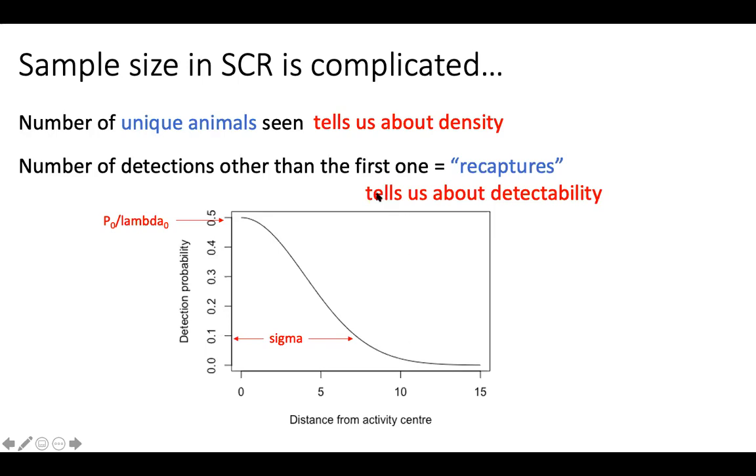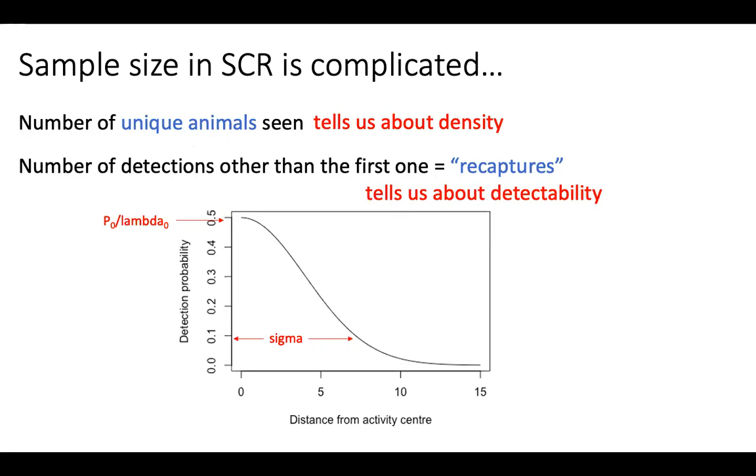So the difficulty here is that to see a lot of animals, we basically want to put our cameras far apart. We want to cover a large area. That's the way that you see a lot of animals. But to get a lot of recaptures, we want to put our cameras close together. So if we see an animal on one camera, we tend to see it on many cameras. And so you've got this tension between trying to see a lot of animals and trying to get a lot of recaptures. And that's one of the things that makes camera trap survey design difficult.